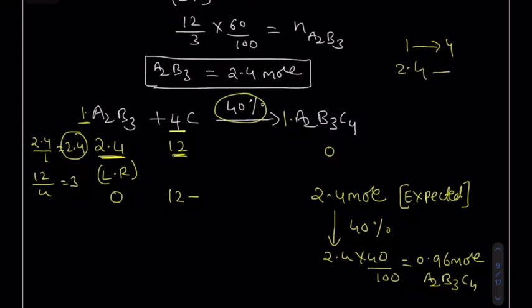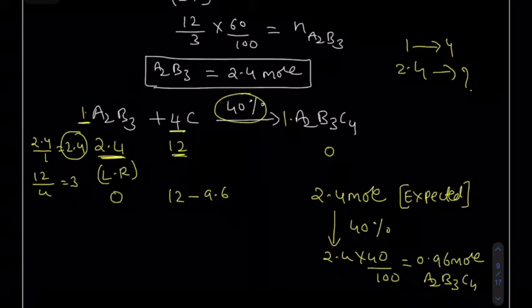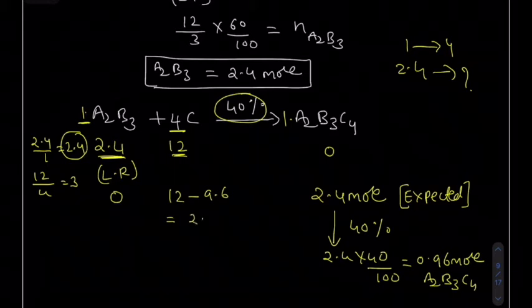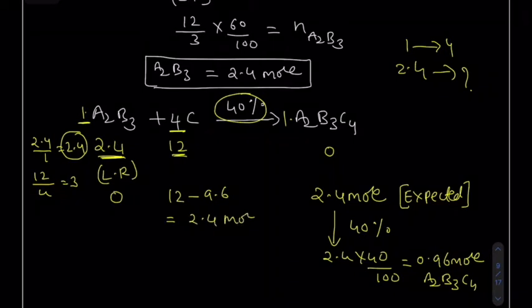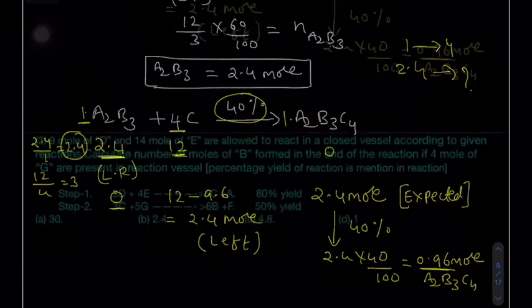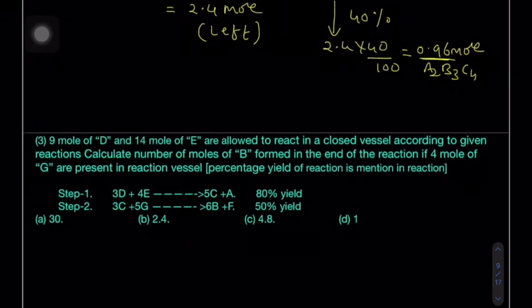2.4 moles will combine with how many moles of C? That is 9.6 moles. That means of the total 12 moles, 9.6 moles will be reacted with A2B3 and the remaining 2.4 moles will be left here. Here completely 0 moles. Here 0.96 moles will be. Now next problem.